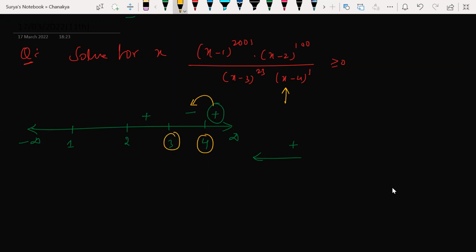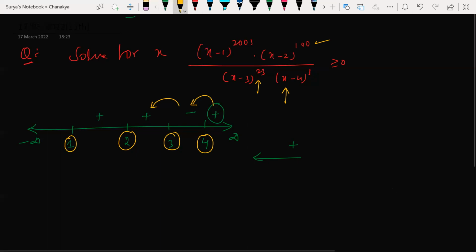What is the power of 3 here? Odd. Odd is nothing but minus to plus, the sign changes. Now the power of 2 is what? Even here. So the sign will not change; plus will remain plus only. What is the power of 1 here? Odd or even? Odd number. So it changes plus to minus when it is an odd power.